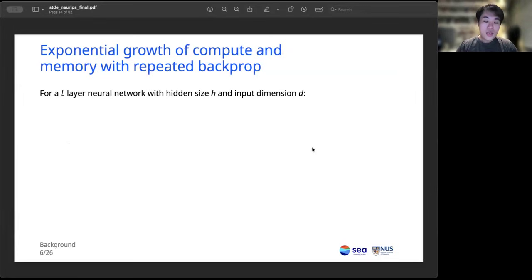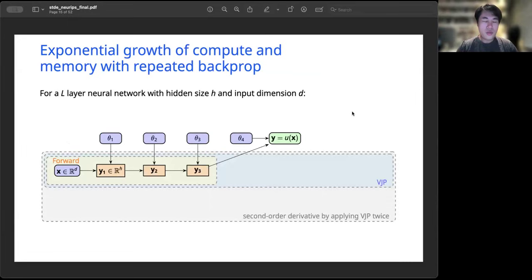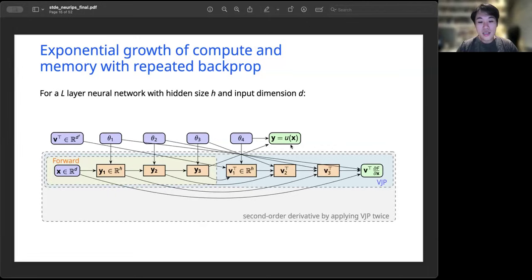So let's see why. Let's consider a 4-layer neural network where the hidden size is H and the input dimension is D. This is the forward computation graph. You start with the input X, and then after the first layer, you get intermediate output or activation Y1, and then you get Y2, Y3, and in the end, you get the output Y. When you apply the first backward, this is what happens. You will create the so-called VJP graph, which has the same length as the forward graph, but running backwards. The other thing is that it has this kind of dependency on the forward values or the activations. For example, if you want to compute this V2 transpose node, you actually need the value of Y2. So you can only compute the backward mode once the forward mode is done, and you also need to store this activation trace Y1, Y2, Y3.